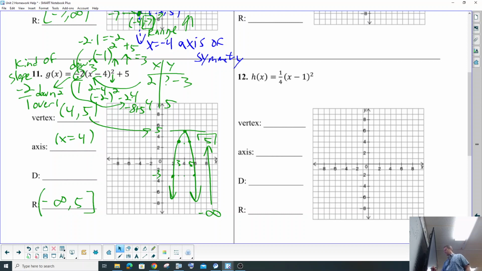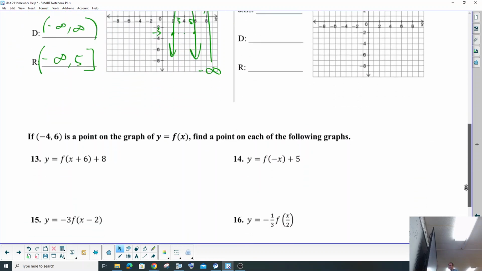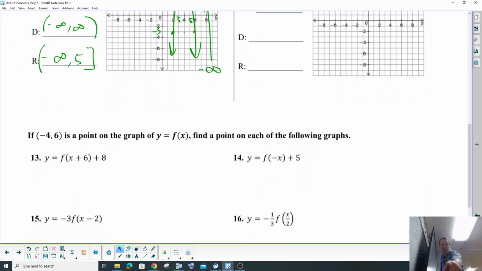Bracket around the 5. And then the domain is negative infinity, positive infinity. Okay, so now what if you have a coordinate and they give you the shifting stuff and they want you to shift one point and find the new point. Transformation! Kind of weird, but you'll get it.